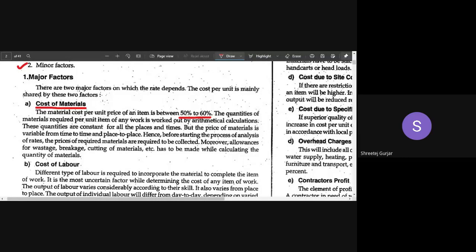Some materials require to be transported, lifted, and then hauled. All those costs are also to be included in this first point, cost of material.